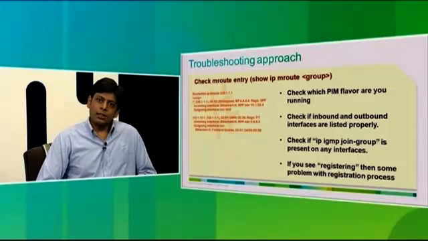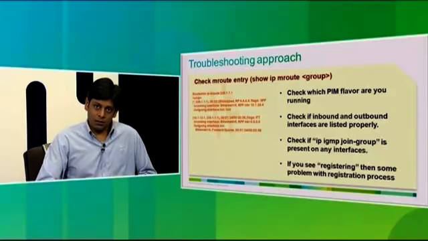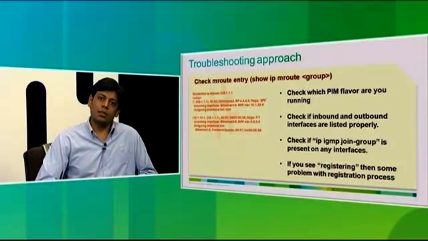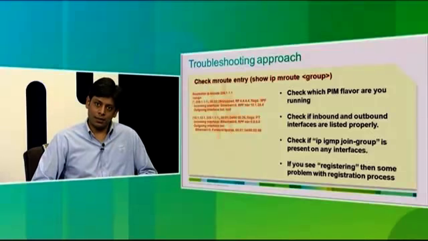Also, if you see the registration flag in the output, then it means that you're running PIM sparse mode and you're trying to register with the rendezvous point. So the router on which you're seeing the high CPU and on which you have taken the command is actually the first hop router, on which the source is directly connected.